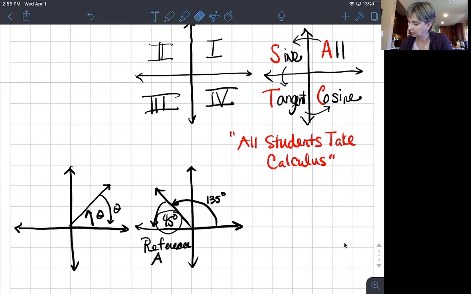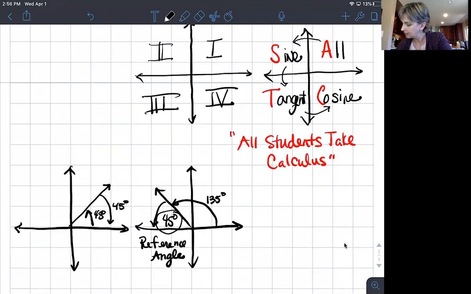Let me write that a little bit clearer. I'm trying to squish it in there. Reference angle: the angle that gets you to the x-axis, right? If I came back over here and said that was 45 degrees, then the 45-degree angle is also the reference angle. It's closest to the x-axis.